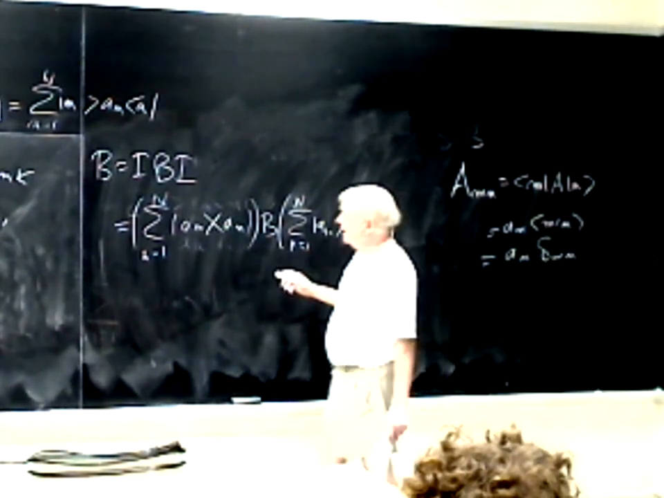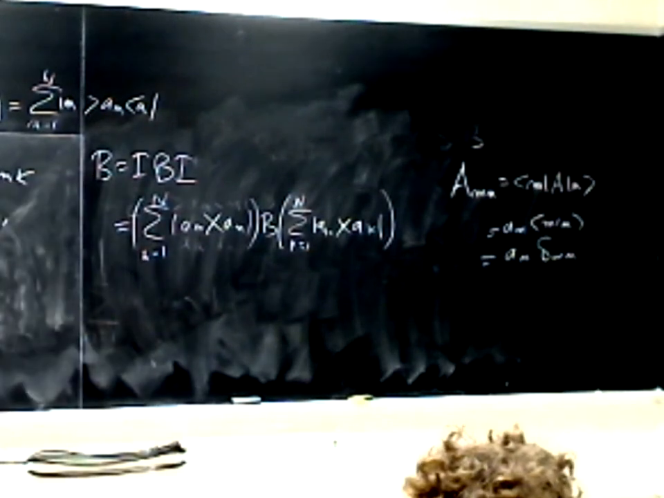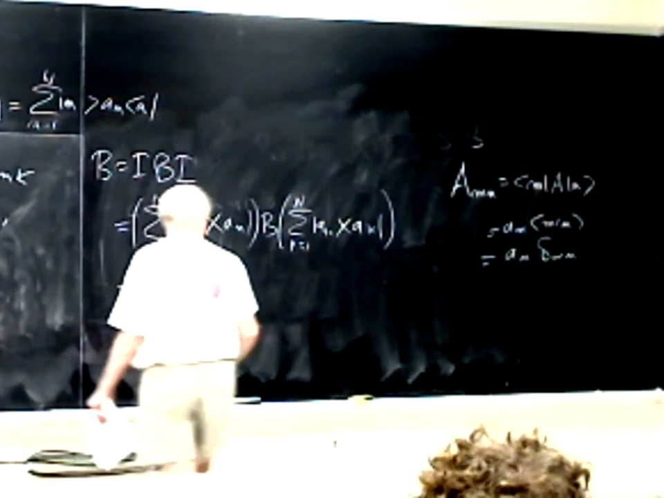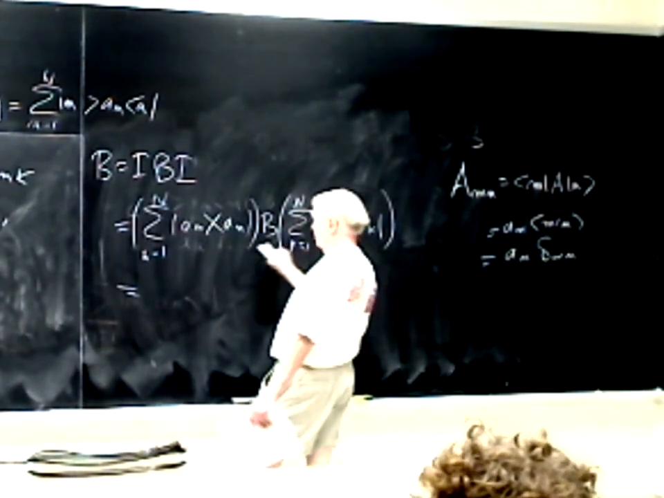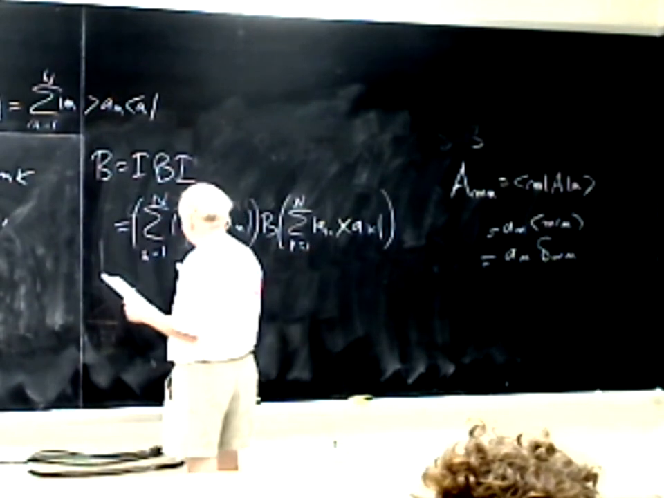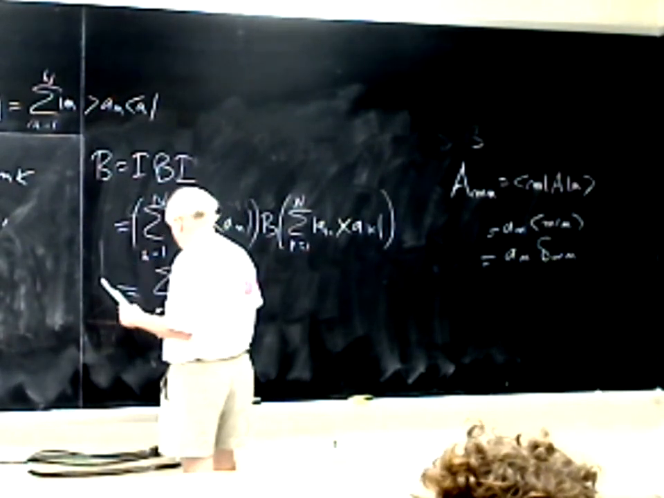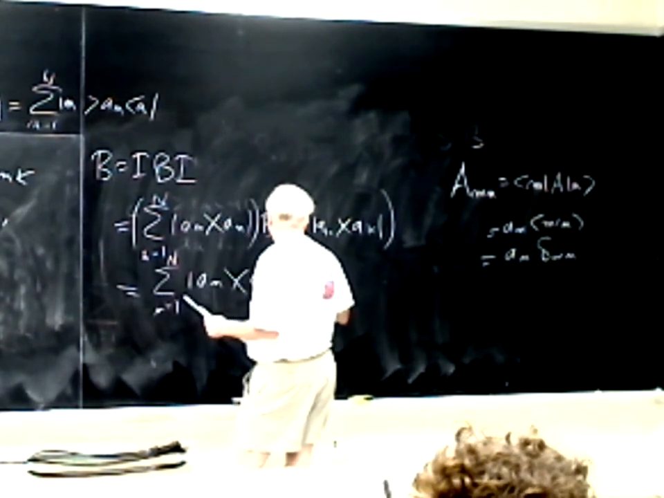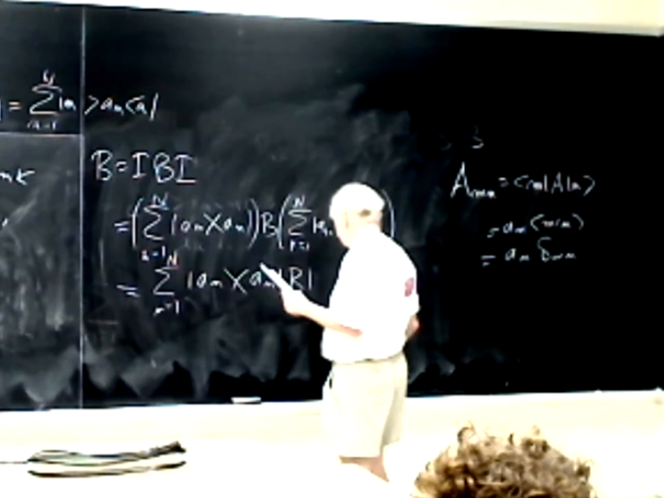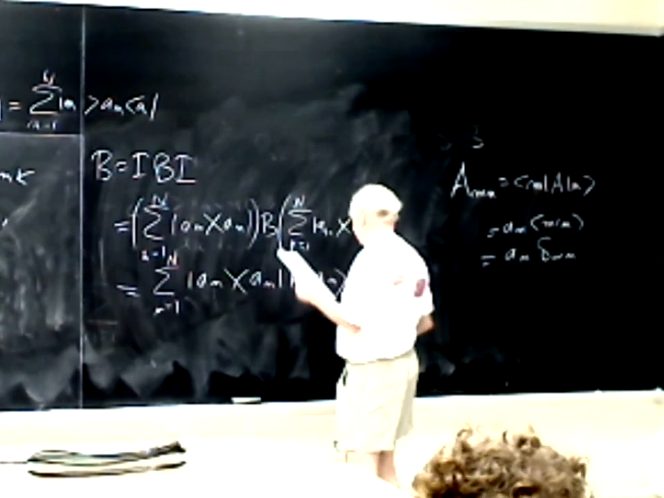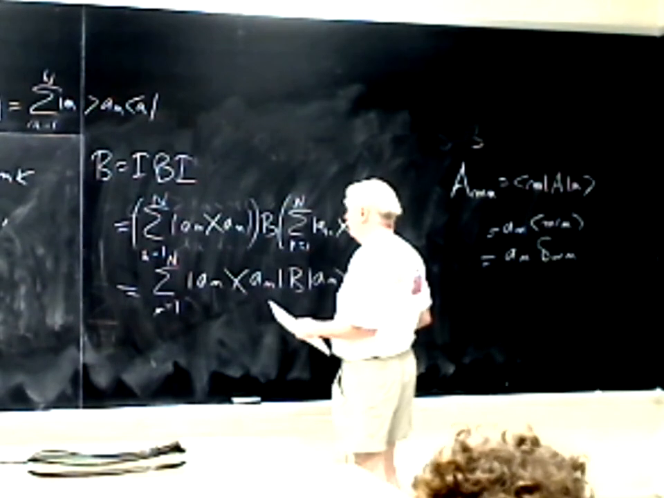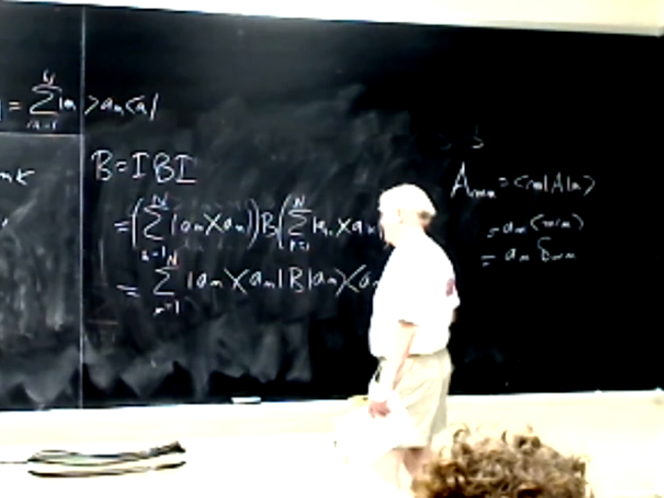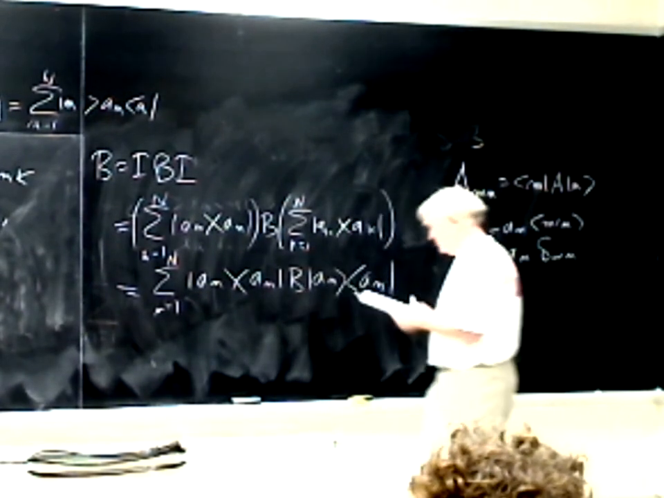Okay. But the matrix elements of B are diagonal, and so this means that this is non-zero only if n is equal to k, and so this is a sum over n equals 1 to big N of |a_n> b_n <a_n|. So B is of this form.